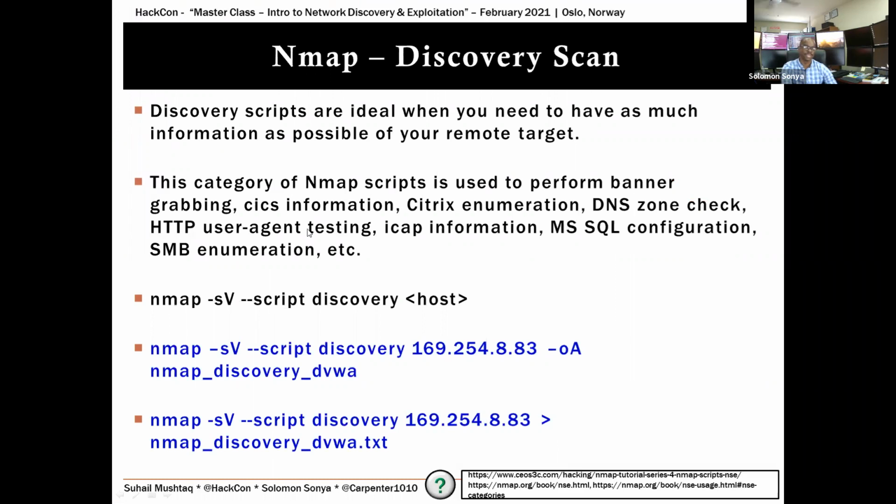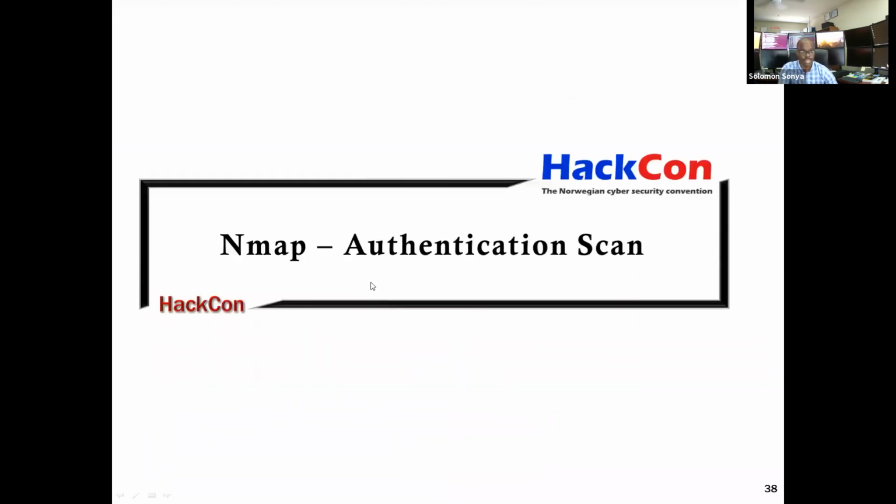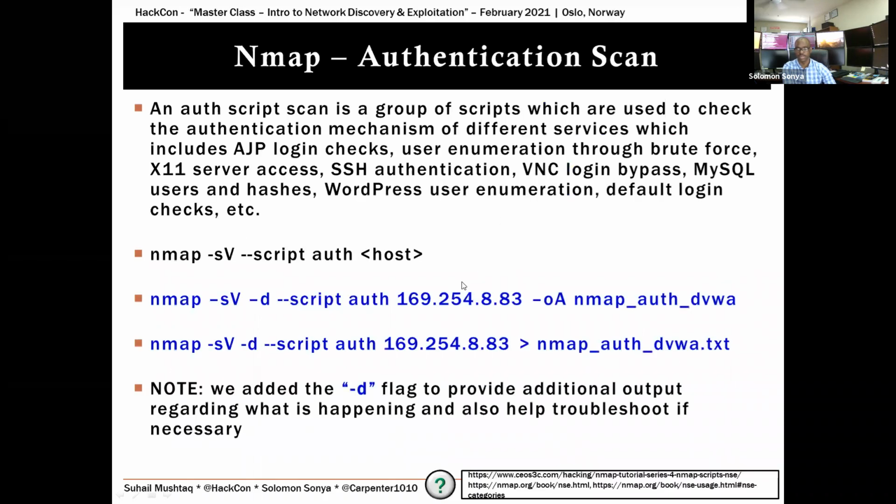I'm sorry, the information about the discovery that we just looked at. All right, authentication, different mechanisms to try and authenticate and log in. That one is in here, scan as auth. Looking further, here we are. This is the specific script that we ran using the -oA, and we gave it the name nmap auth dvwa.